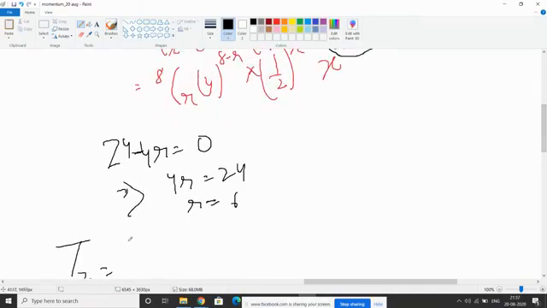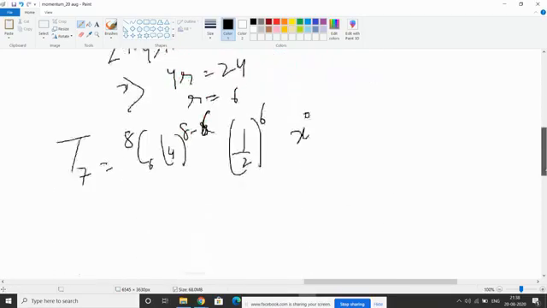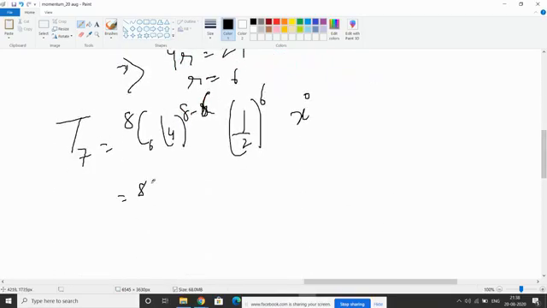So T7 is, we'll put the value of r here. So we'll get 8C6, 4 to the power 8 minus 6, (1/2) to the power 6, and x to the power 0. Right? So 8C6 4 square (1/2)^6, and this is 1. So use the calculator and find out the value of 8C6.